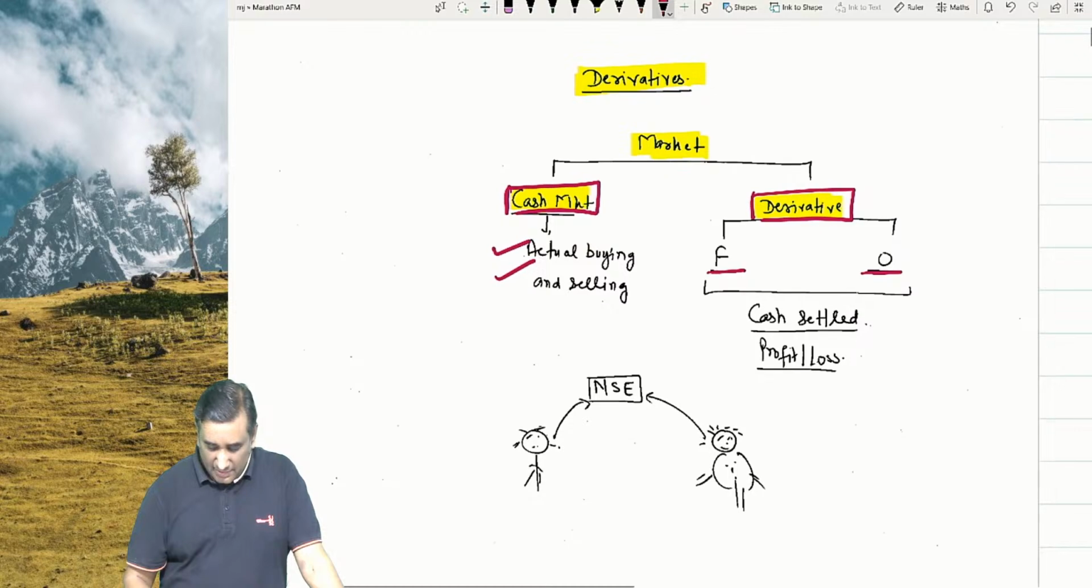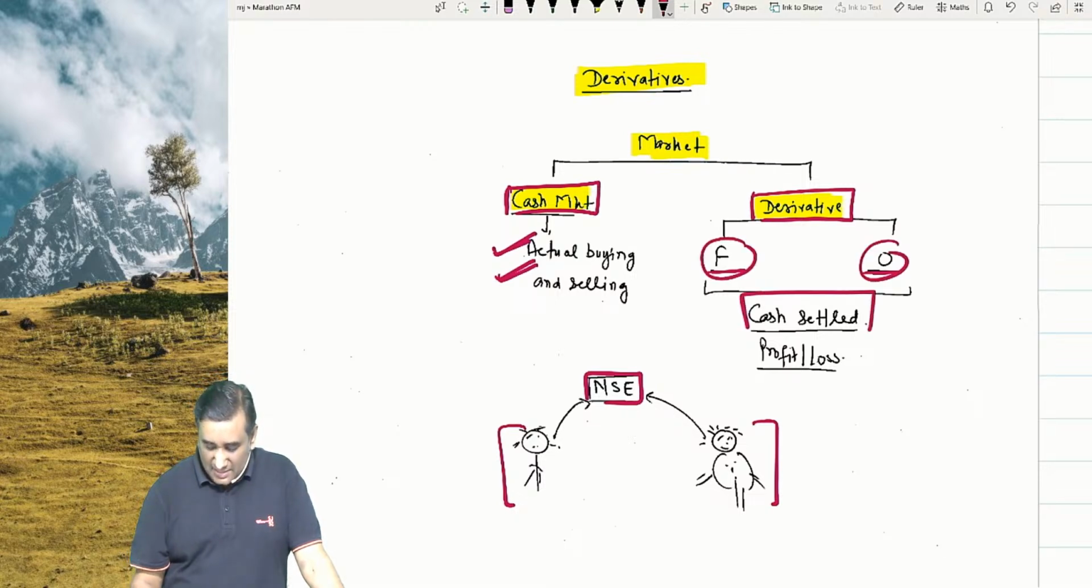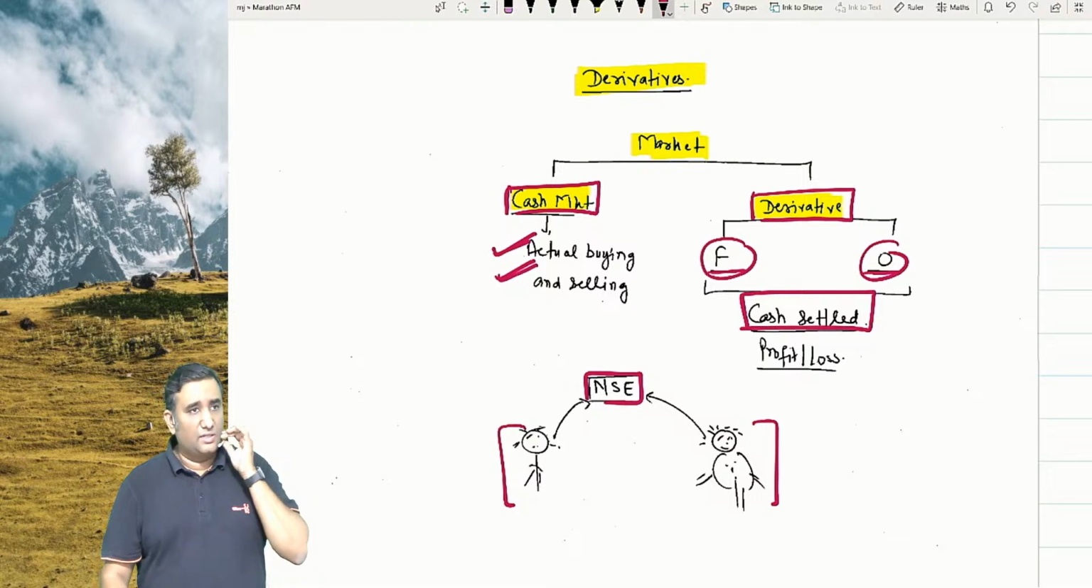You buy, the NSE is in between. When the two people trade amongst each other, they do not know with whom they're trading. We call them exchange traded contracts. In cash market, you buy, make the payment, you sell, receive the payment. Derivative is FNO, futures and option. These are called cash settled. Although nowadays we have a delivery system also.